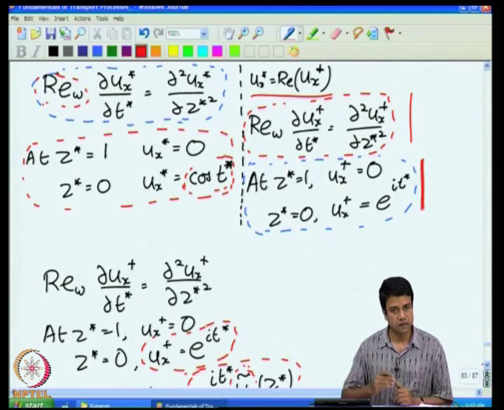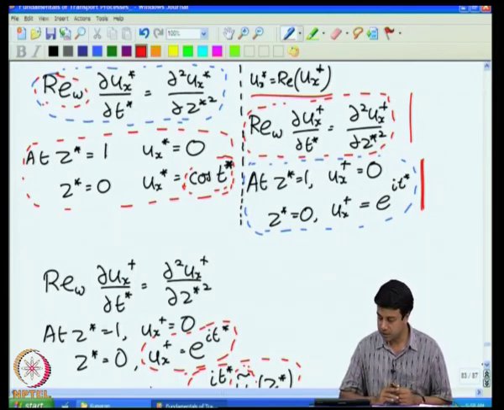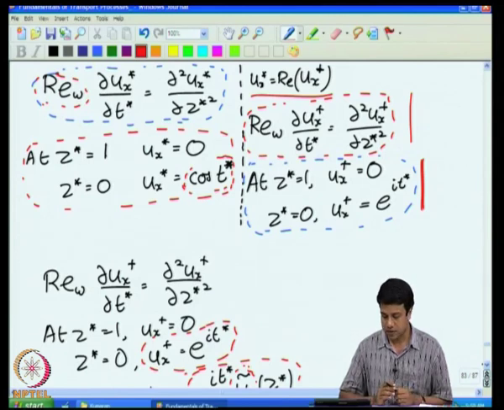So, if I can solve the equation for this complex velocity field and take its real part, I will get the actual velocity field. Okay. That was the first simplification. The second one was that the equation is linear in u x plus.